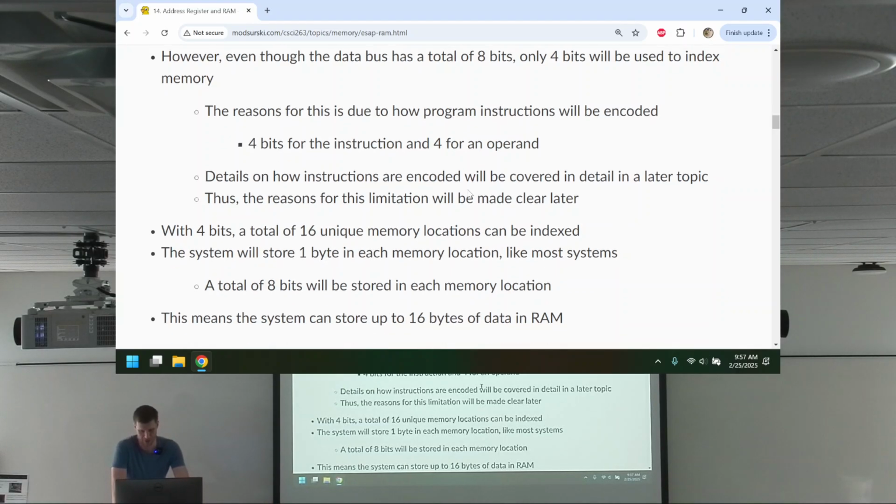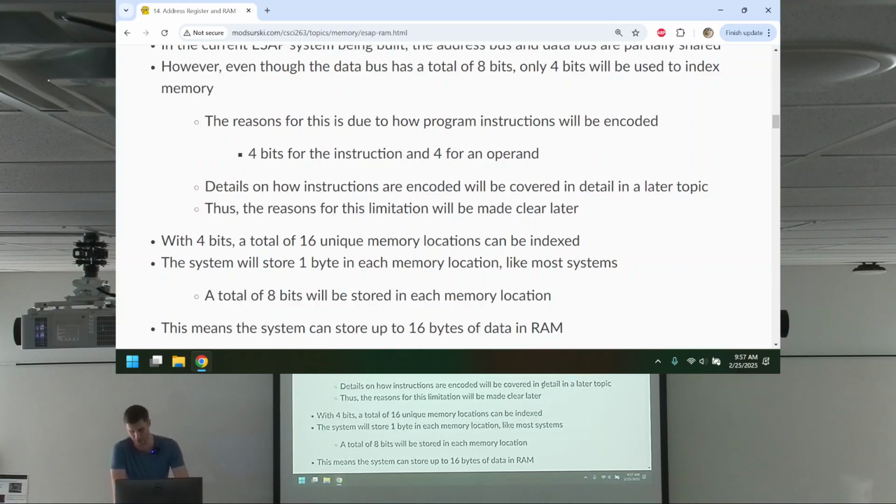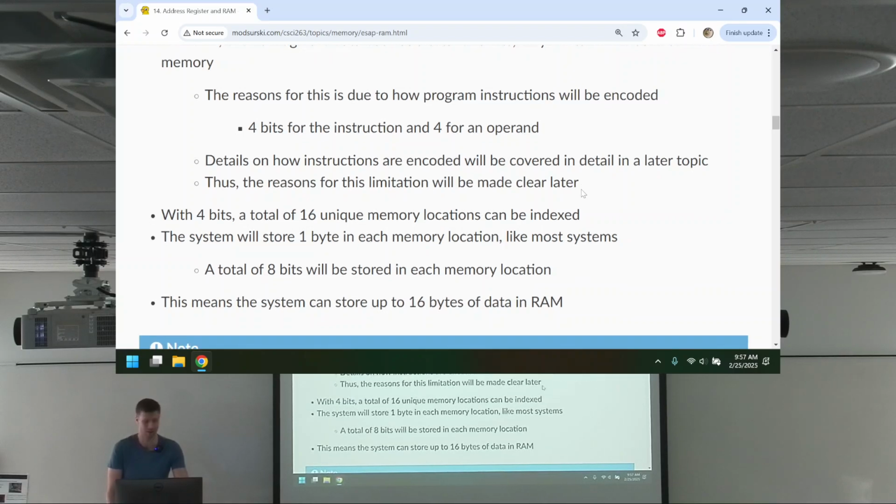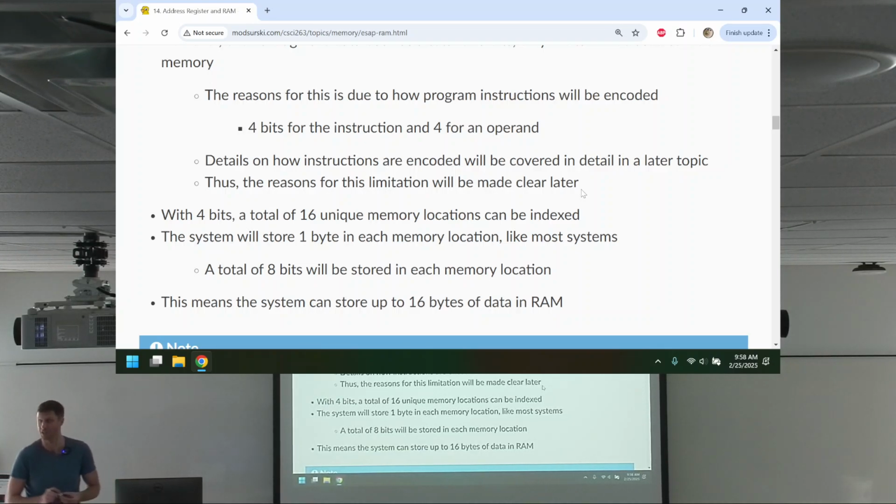Okay. So the reason for this is due to how program instructions will be encoded. 4 bits are for the instruction and 4 for the operand. Basically, remember, we have 8 bits, and RAM stores data and instructions. Now I could have data that is 8 bits, like 1, 1, 1, 1, 1, 1, 1, 1. Well, that's 255, right?